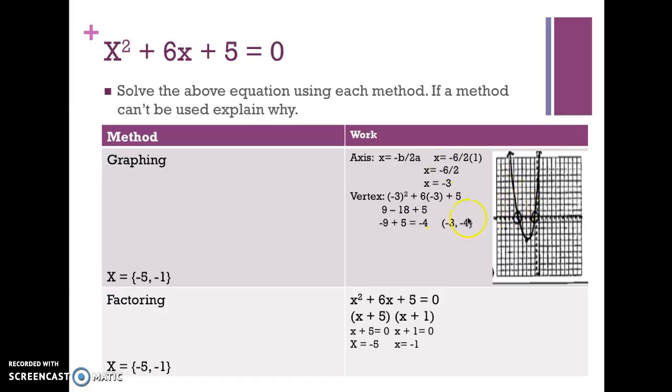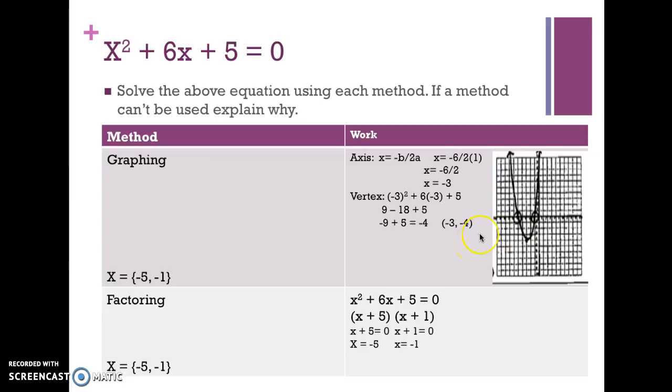So when we plug in negative 3, we get negative 3 squared plus 6 times negative 3 plus 5. Negative 3 squared equals 9, and 6 times negative 3 equals negative 18, plus 5. Go ahead and combine those. We get negative 9 plus 5 equals negative 4. So that's our y value. That is where it dips to the lowest. So this is our vertex.